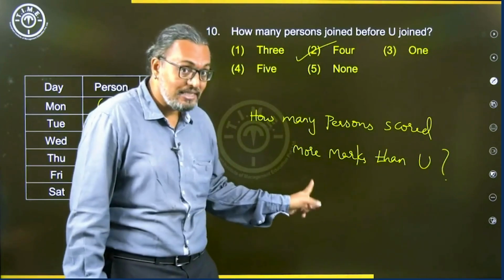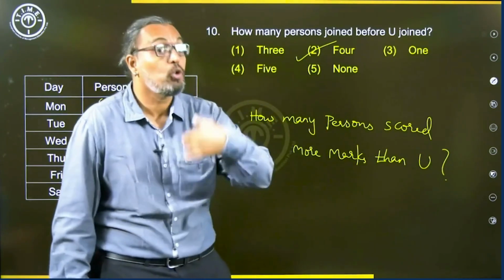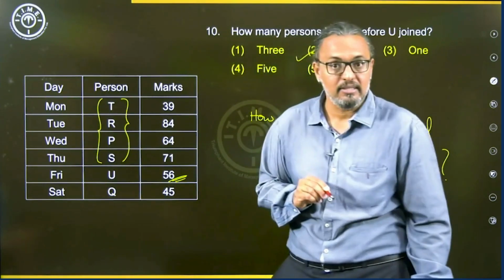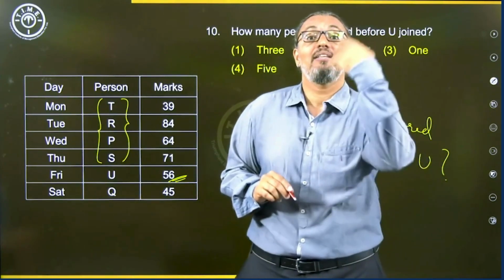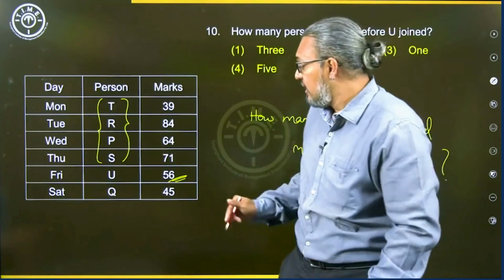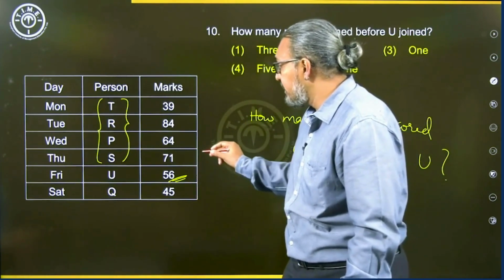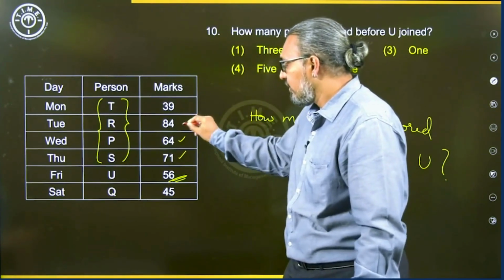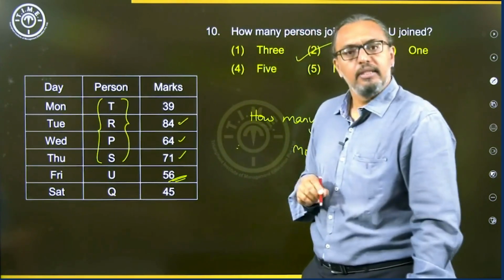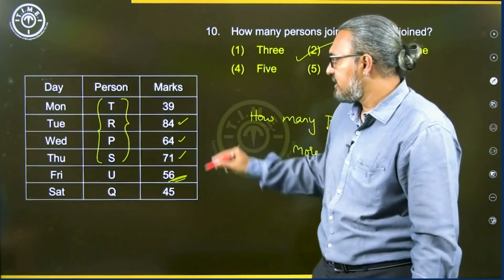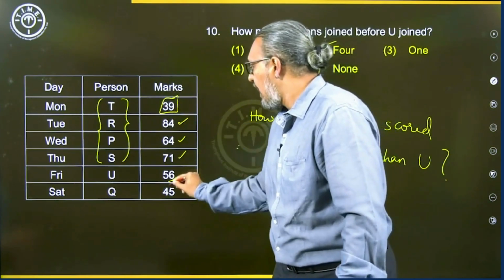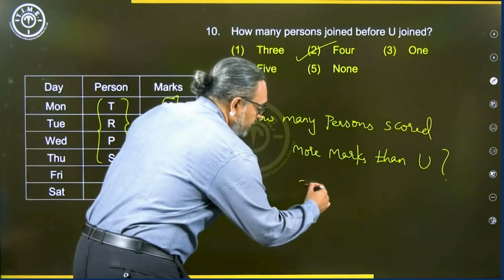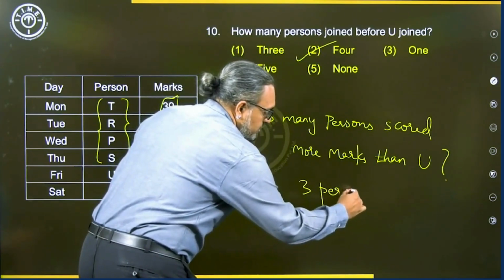But as far as this question is concerned, how many persons scored more marks than you? I need to first check U has scored how many marks and look at how many numbers are there which is more than 56. So how many numbers are there more than 56? You have 1, you have 2, you have 3. These are the only 3 numbers that are above 56 because the remaining 2 numbers are less than 56. So my answer to this question will be 3 persons.